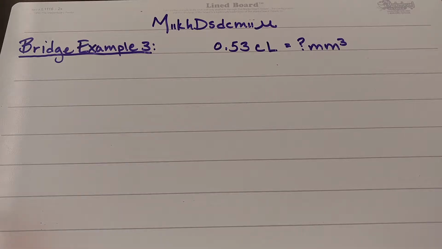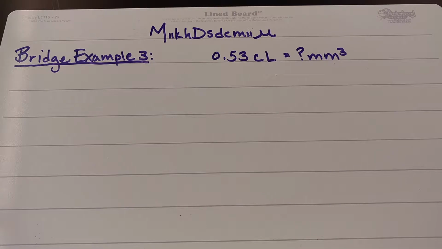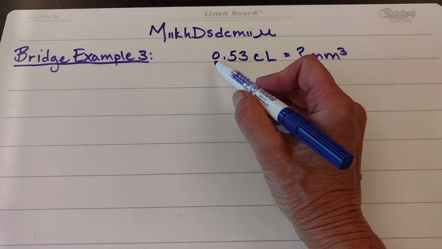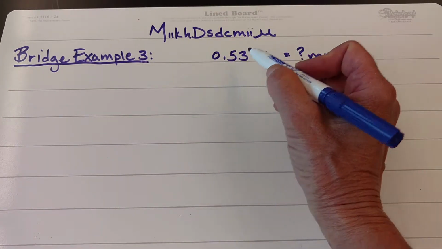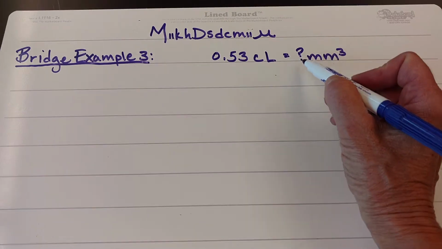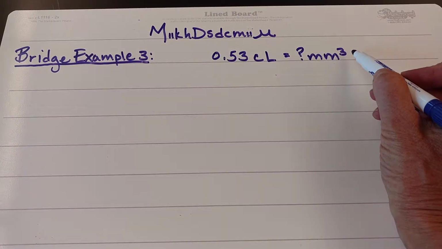Now we're going to do a third bridge example, and this is a little bit more complicated. It has additional steps, a little bit longer than the first two examples that we did. But this is a really good example to show how we follow all the steps when we have a bridge conversion. So our problem is 0.053 centiliters equal how many millimeters cubed?